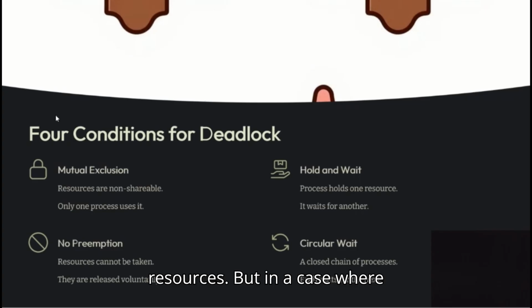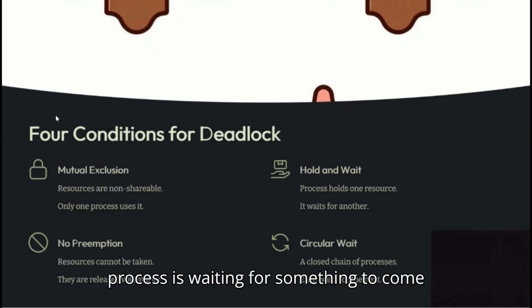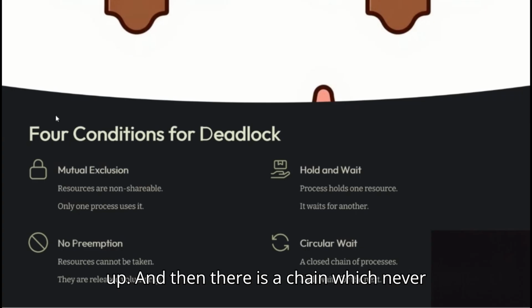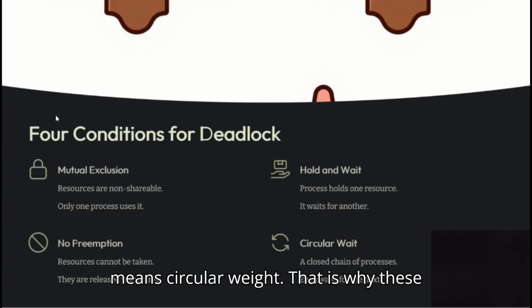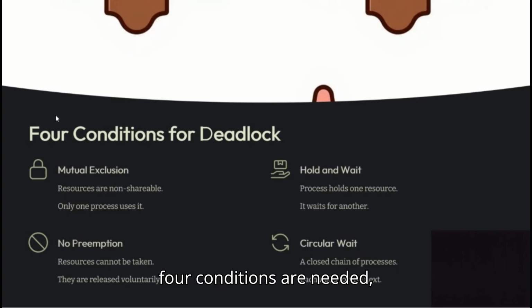But in a case where P3 is also waiting for resources held by P1, then a circular loop forms. Every process is waiting for something to come up, and there is a chain which is never going to break. A closed chain of processes, each waiting for the next. That means circular wait. That is why these four conditions are very, very necessary to form a deadlock.